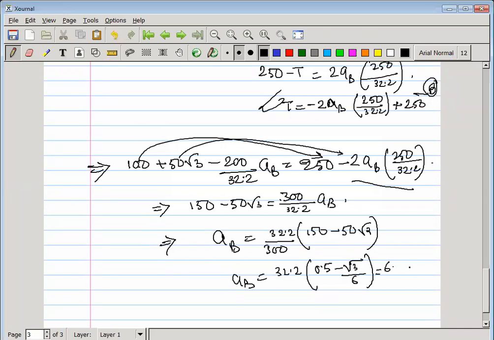It is given as 6.804 feet per second square. So A of B will be into 13.6. Is it okay, everyone?